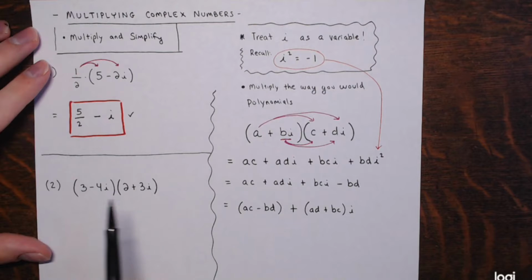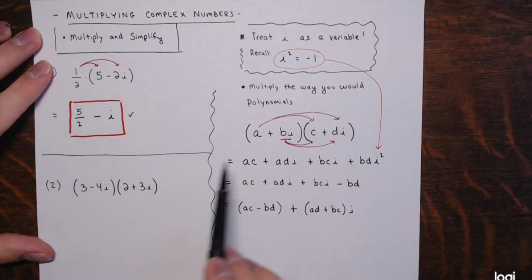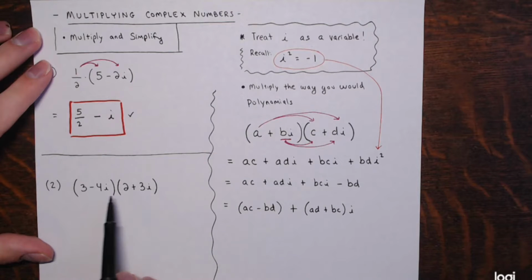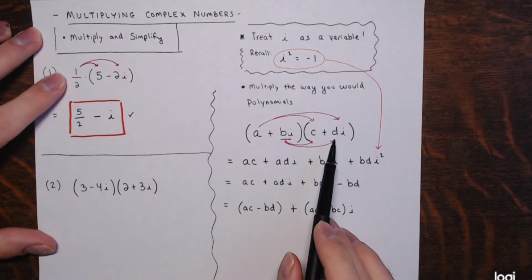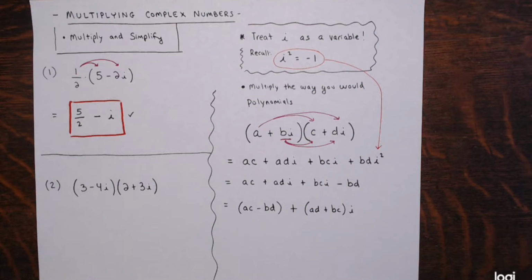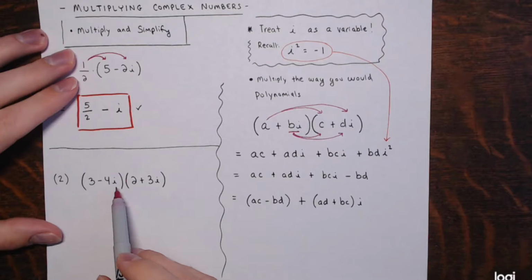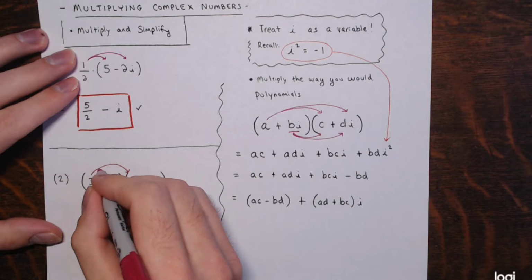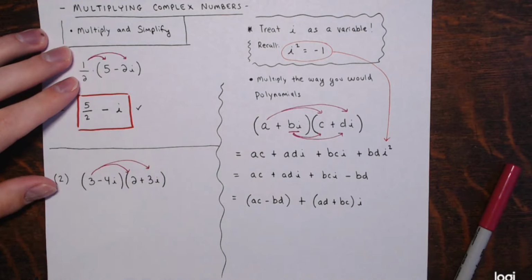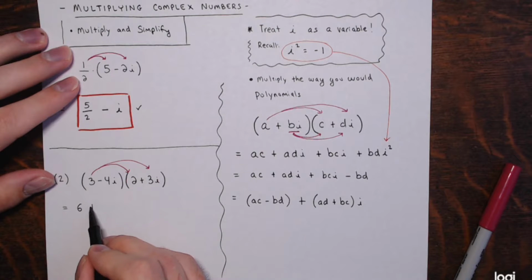Great. All right, now example 2 is like what I wrote over here, where both of the numbers have a real part and an imaginary part, just like I had over here. So here I'm going to be doing the FOILing, or lots of distributing. So we have 3 minus 4i times 2 plus 3i. First I'll distribute the 3 to the 2 plus 3i. So we have 3 times 2 is 6. Next term would be 3 times 3i would be 9i.